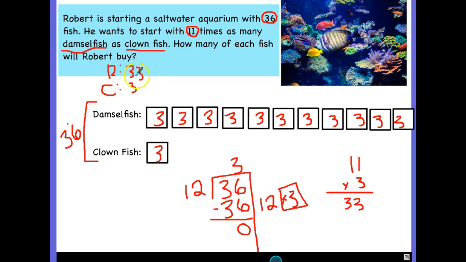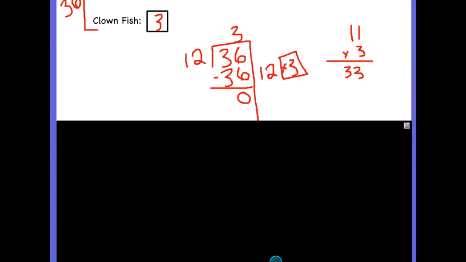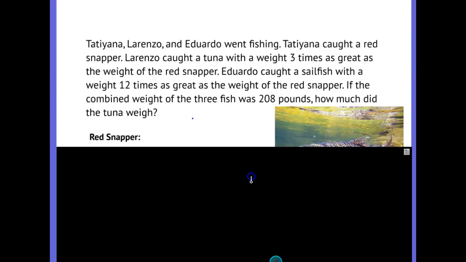Now, if we add these two numbers together, 33 plus 3, do we get our total of 36? Yes, we do. So that shows us that we got the right numbers. All right, we're going to look at a little bit different type of a question, and then you guys are going to practice on your own. So let's look at this next question here.